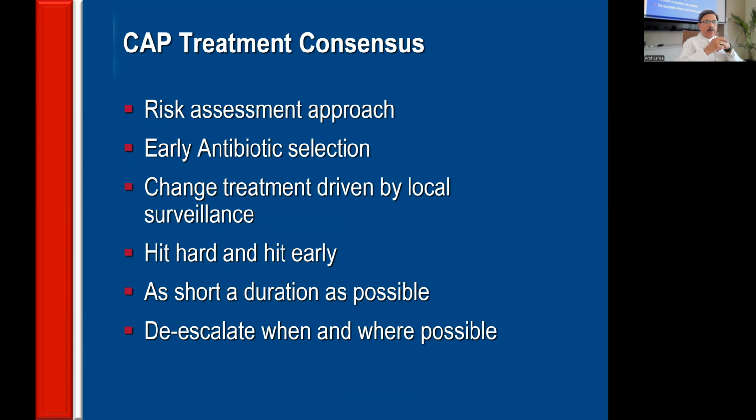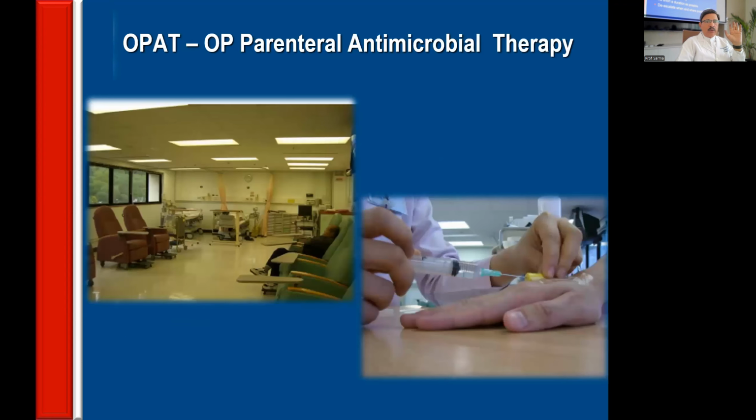CAP treatment consensus today is: risk assessment must be done. Early antibiotic selection. Change in the treatment is required and is driven by the local pattern of the organisms. Hit hard and hit early. Short duration as far as possible. De-escalate when and where possible. This is the international consensus on treating pneumonia today.